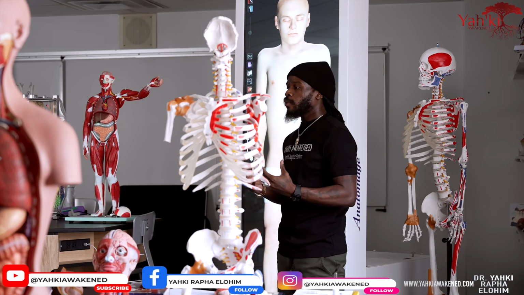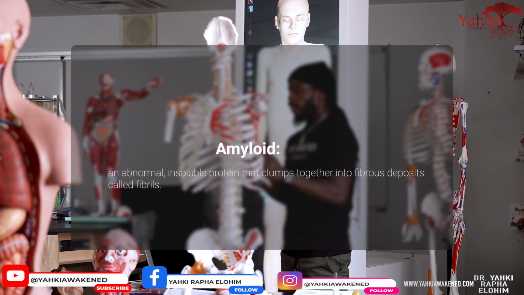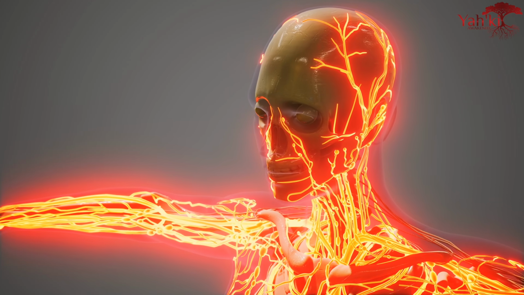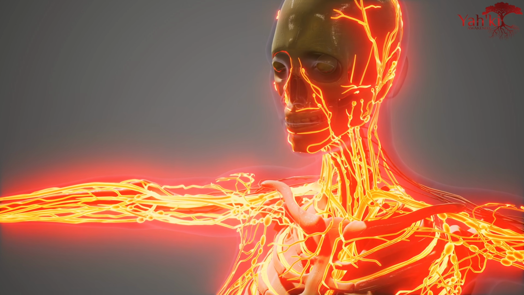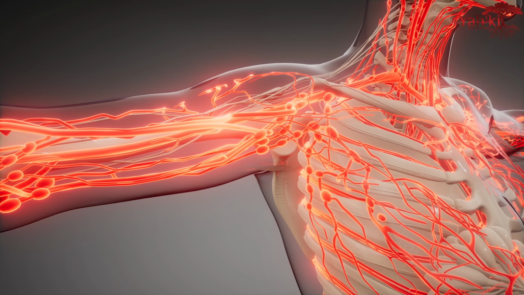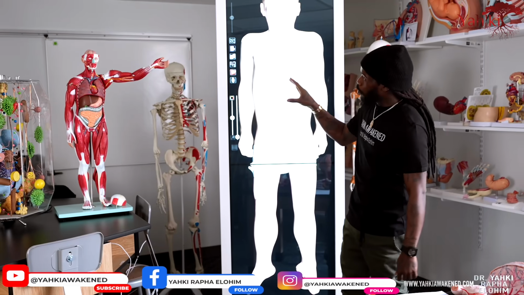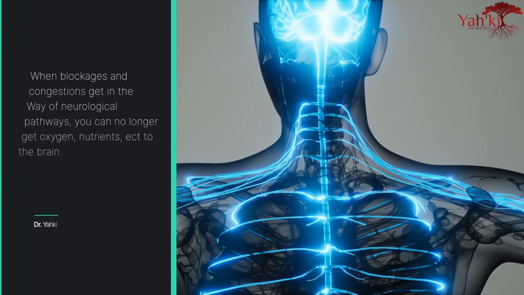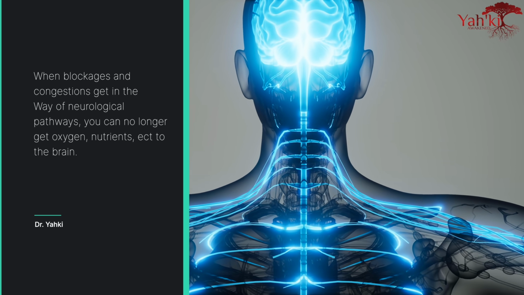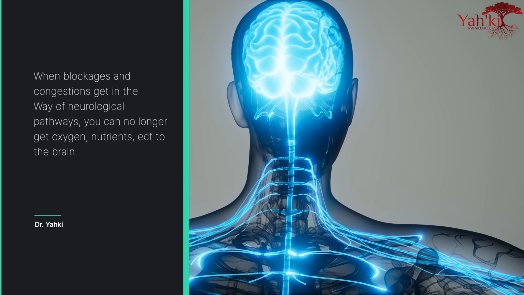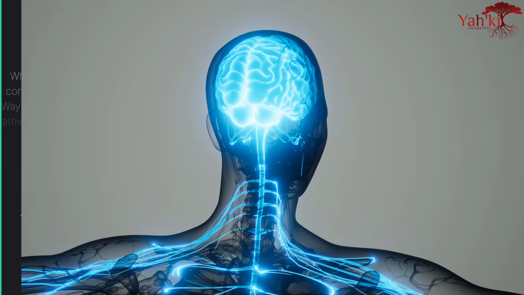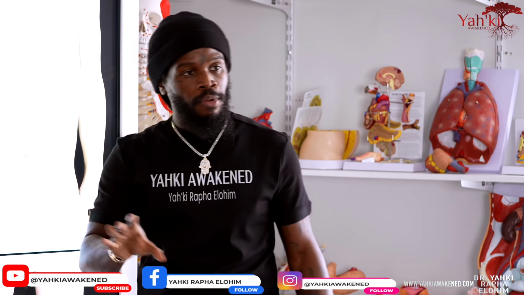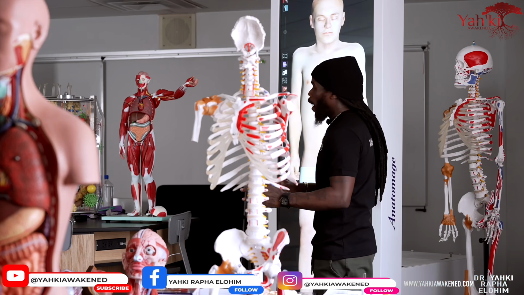When you look at amyloid, amyloid is a protein. When amyloid starts being misfolded inside of the vessels or inside of neuron tissues, it becomes tangled up and it causes all types of blockages and congestions in the brain. And when these blockages and this congestion come inside of these neurological pathways, you can no longer get oxygen, you can no longer get nutrients and everything you need, which is glucose, to the brain to feed the brain, for the brain to actually function how it's supposed to.